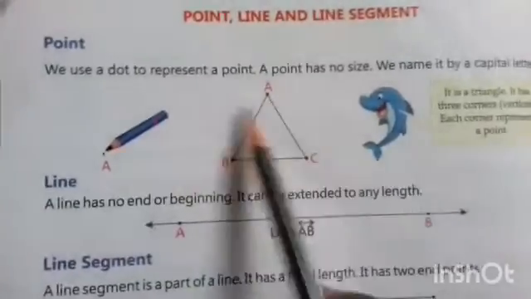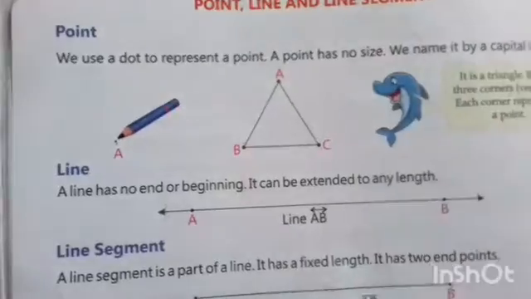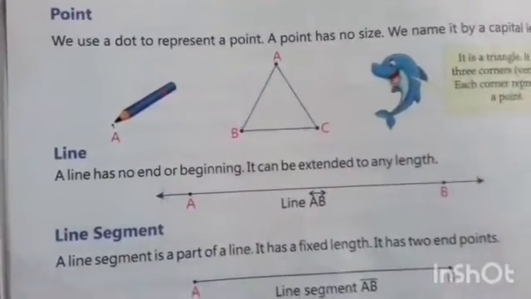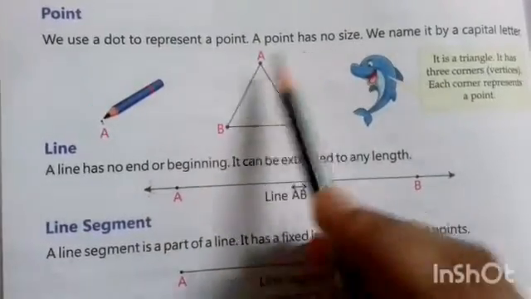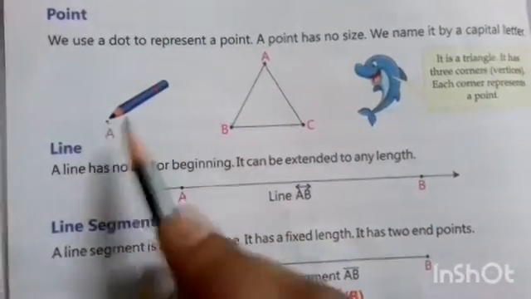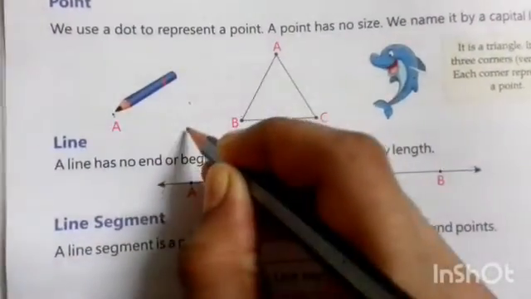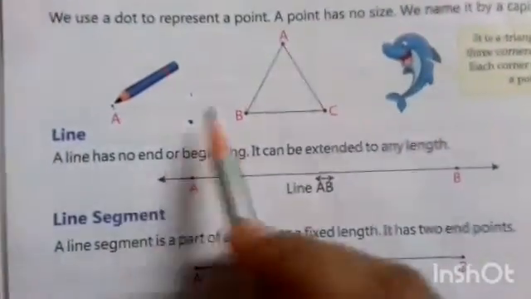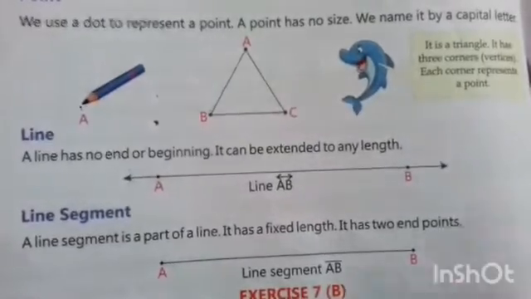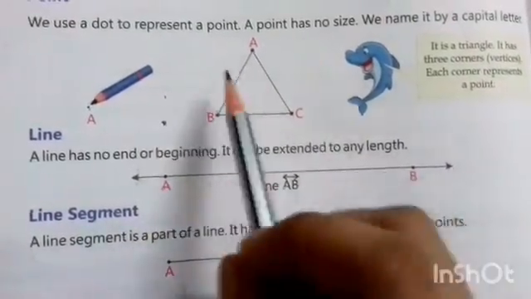Next, point, line and line segment. Point: we use a dot to represent a point. A point has no size, and we name it by a capital letter. So a point has no size, okay, only one point, that is a point. If here I make a point, that is a point. If I make a white point, it is also called a point. So there is no size, okay. We name it by a capital letter, not a small letter.